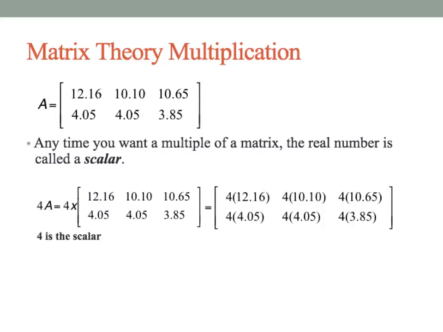Okay, so when we're multiplying everything by a number, it's pretty simple. We're just going to call that a scalar. So if we want 4 of everything, we just put a 4 out in front. 4 is the scalar. As you can see below, we're just going to multiply each element within the matrix by 4.